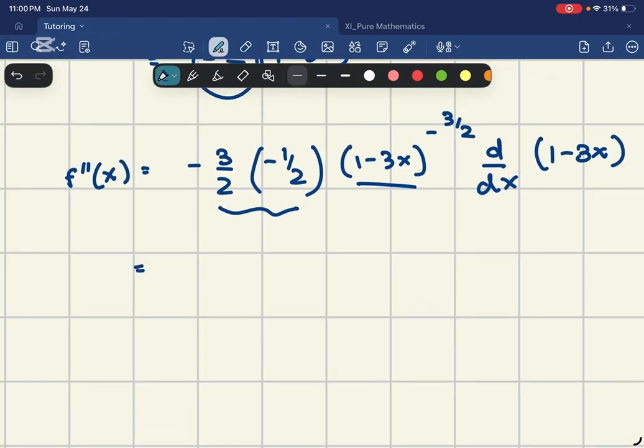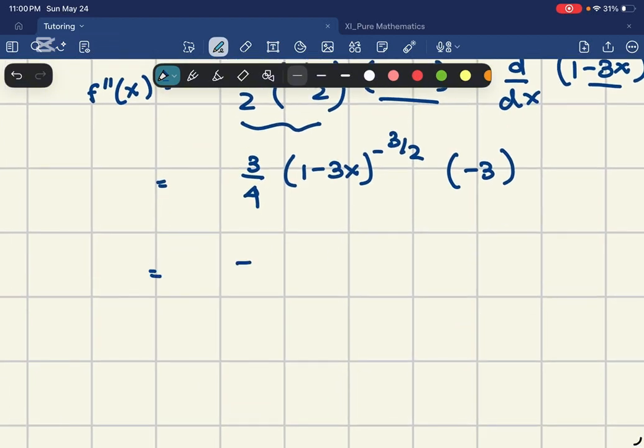And now, here you get 3 over 4 if you simplify, right? If you simplify this, you get 3 over 4. You have 1 minus 3x to the power negative 3 over 2. And then from this side, you get negative 3. So eventually, your final answer is going to be negative 9, because this and this you multiply together, over 4 times the square root of 1 minus 3x cubed. That is going to be your final answer.